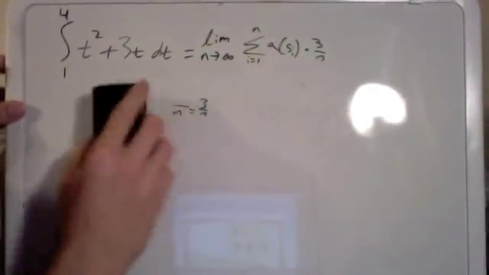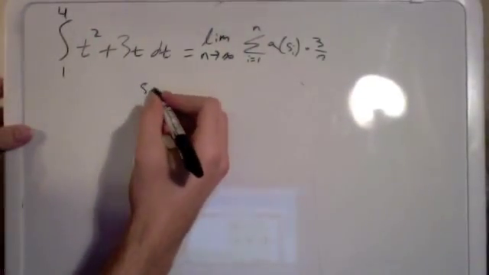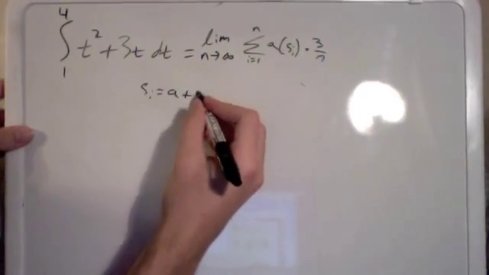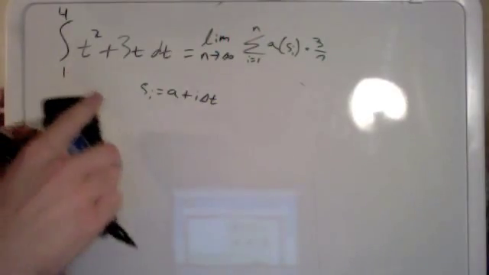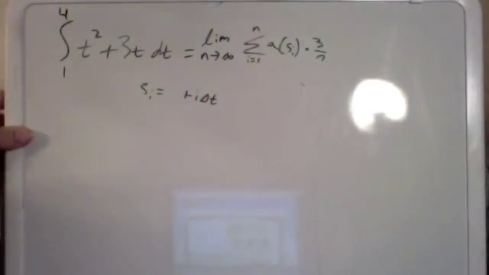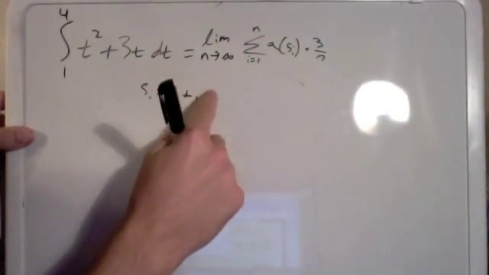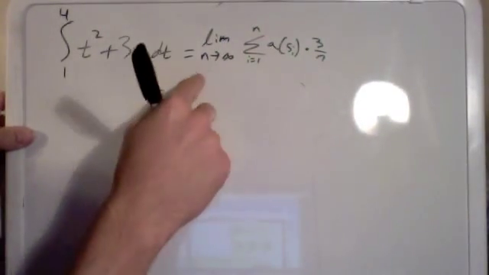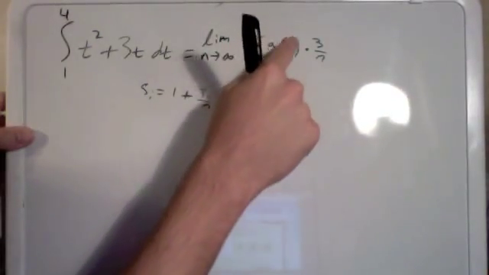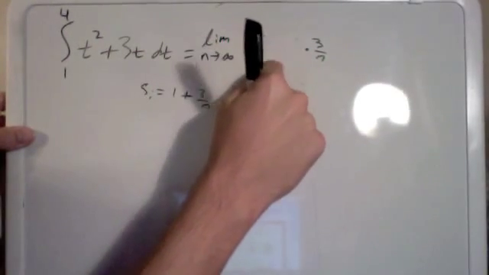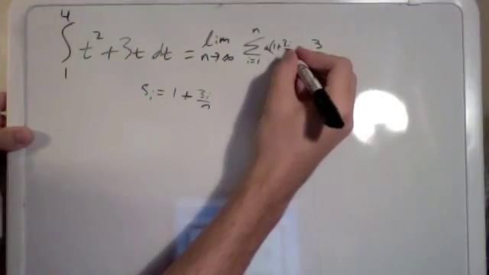Now we also know that s_i is going to be equal to A plus i delta t. Now our A, unlike other problems we've done so far, is not 0, it's 1. And then our delta t is 3, so it's going to be 3i over n. So now we have this, let me rewrite that. A of 1 plus 3i over n.